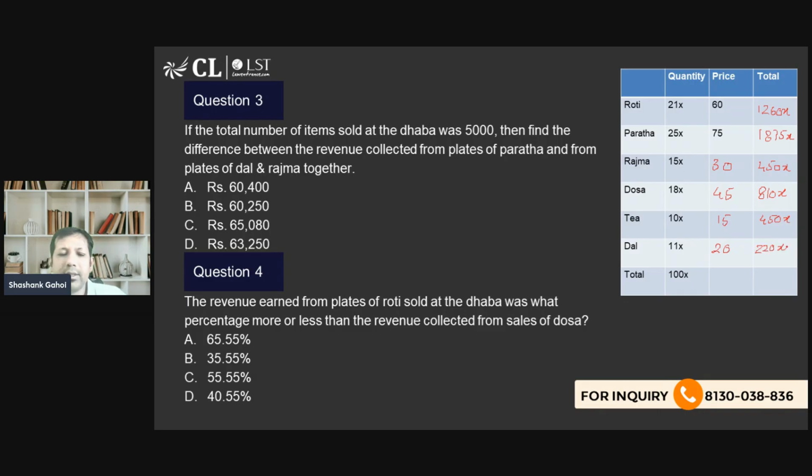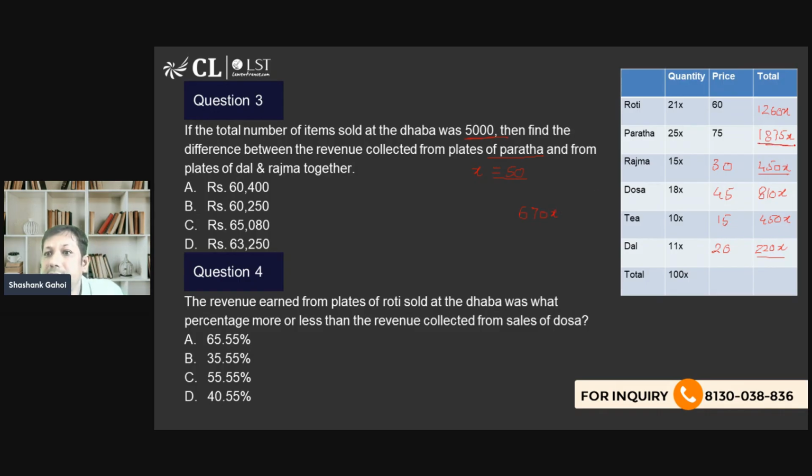Okay. Now, what does this question say? If the total number of items sold at a dhaba was 5,000, so 100x is 5,000. So x comes out to be 50. Then find the difference between revenue collected from paratha and dal and rajma together. So dal and rajma together is what? That is 670x. Okay.